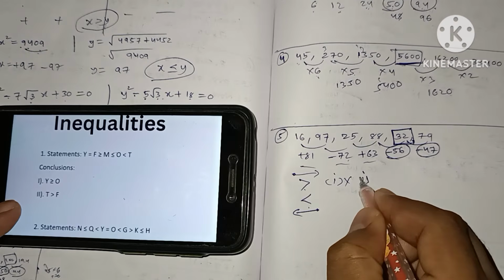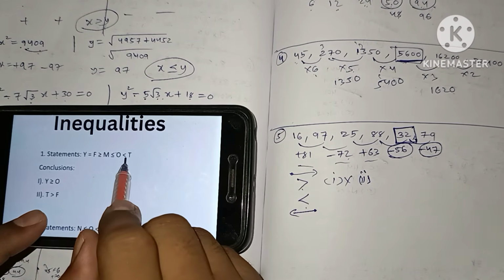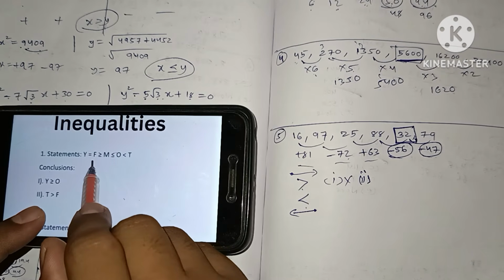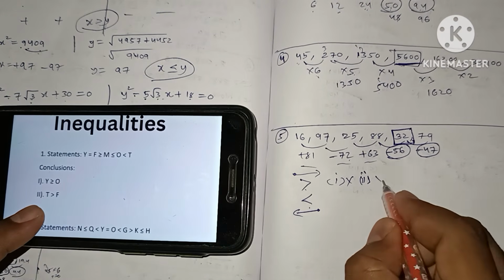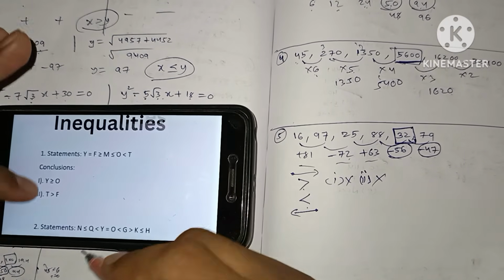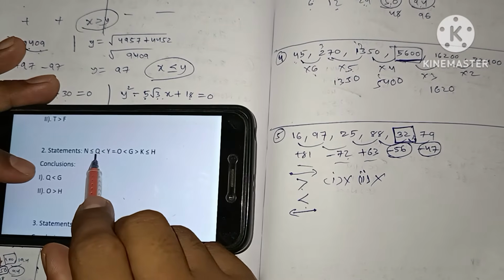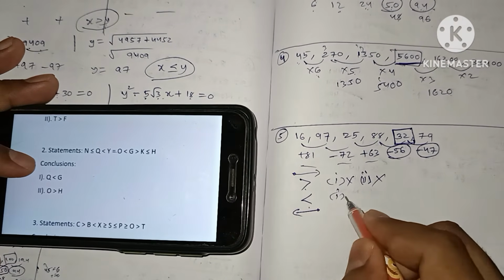Second conclusion, the flow from T to F, from T we can reach to M but not able to reach to F. So second conclusion is false. Now we are going to see second question. The flow from G to Q. From G we can reach to Q is possible. So first conclusion is true.